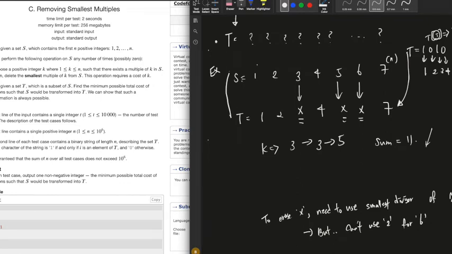So let me go through the example to understand the problem. There are numbers from 1 to 7, and T only has 1, 2, 4, 7.